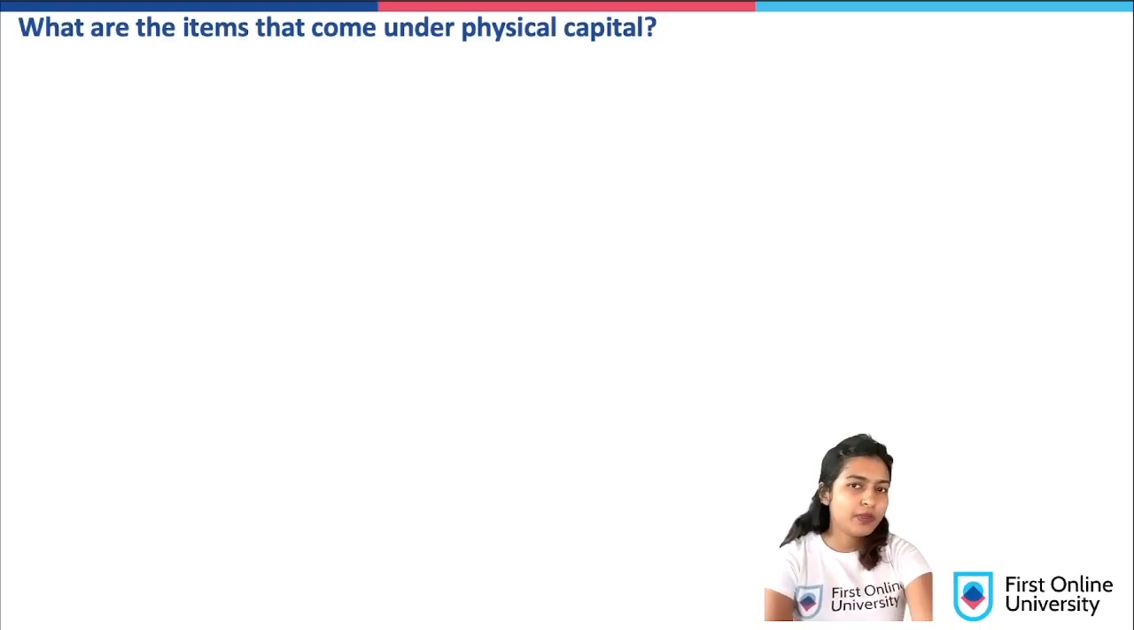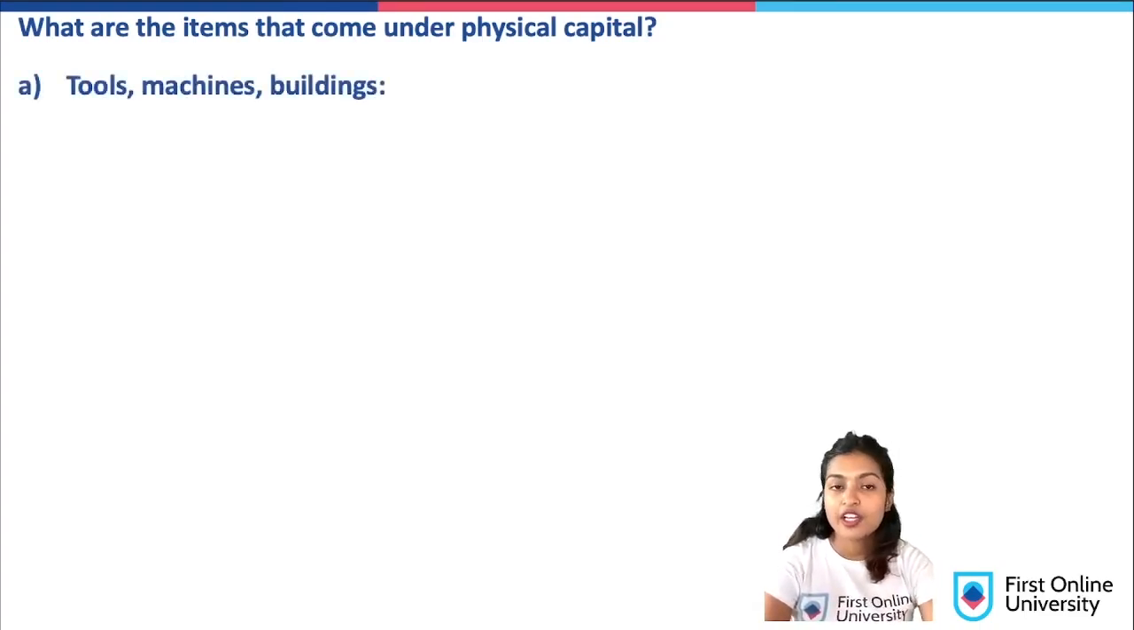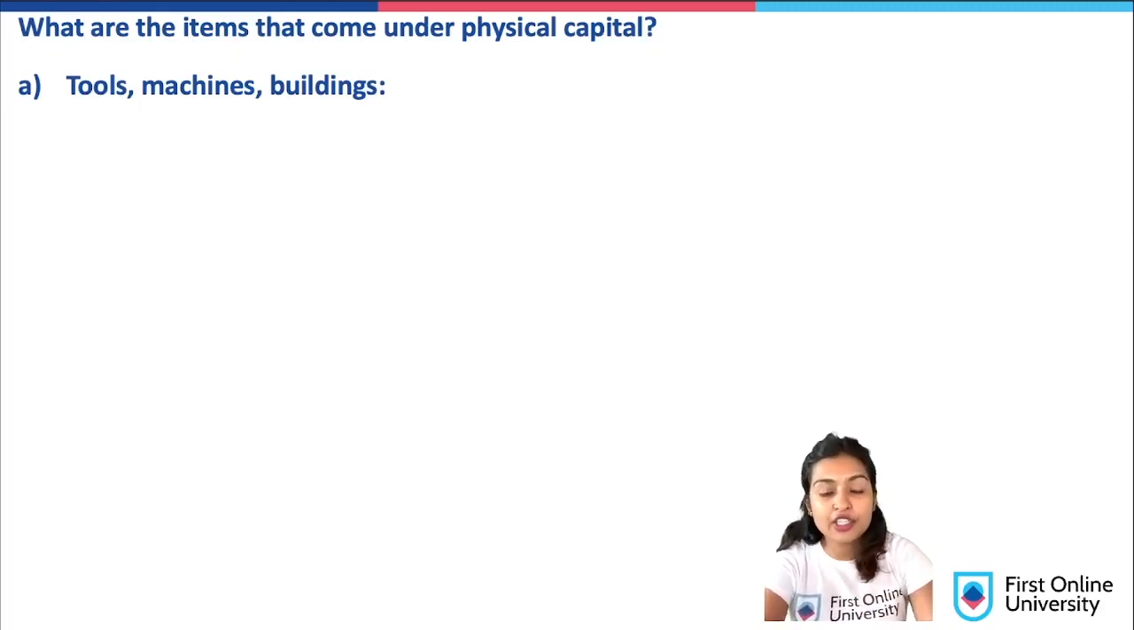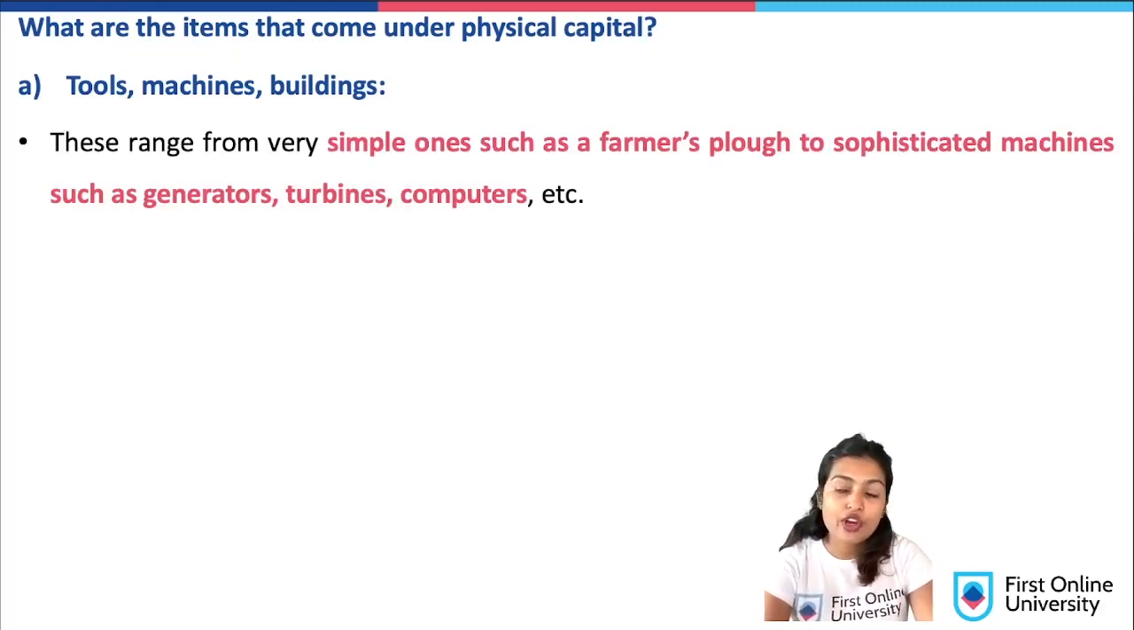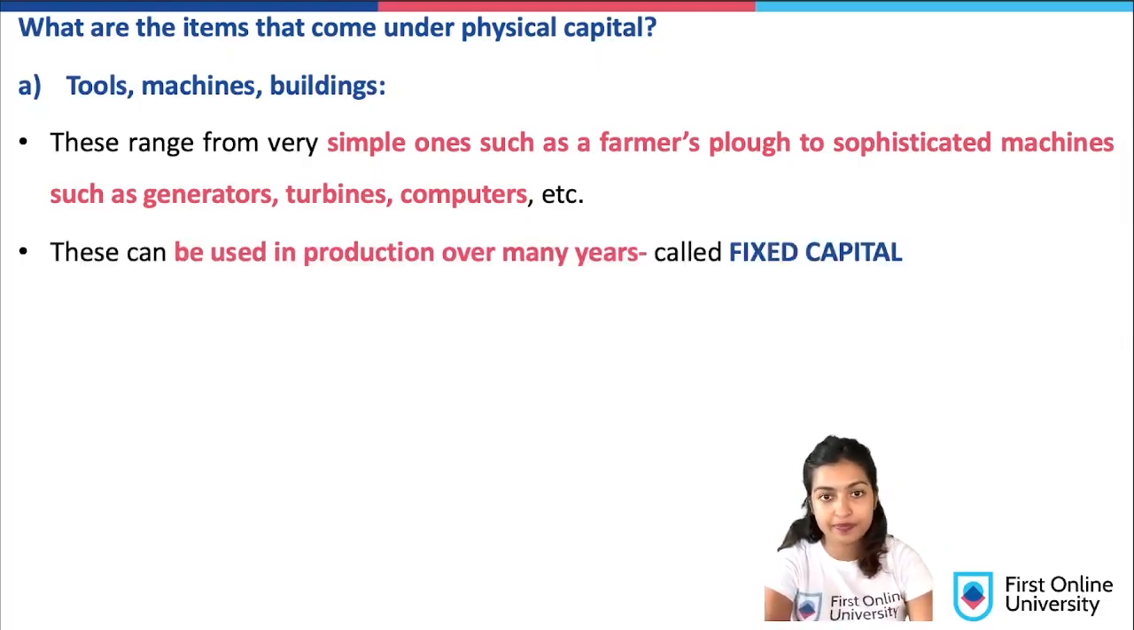Let us dig deeper into what exactly physical capital is. We have two divisions here. The first division is tools, machines and buildings. Now that we're particular about farming itself, let us see the kind of machines we use. So for farmers, you need a plow, right? A sickle to dig out the sand, the soil. Then you also have sophisticated machines such as tractors. You'll have turbines for generating electricity and so on.